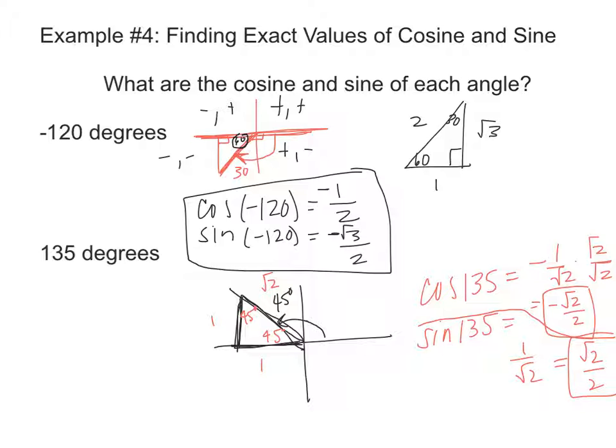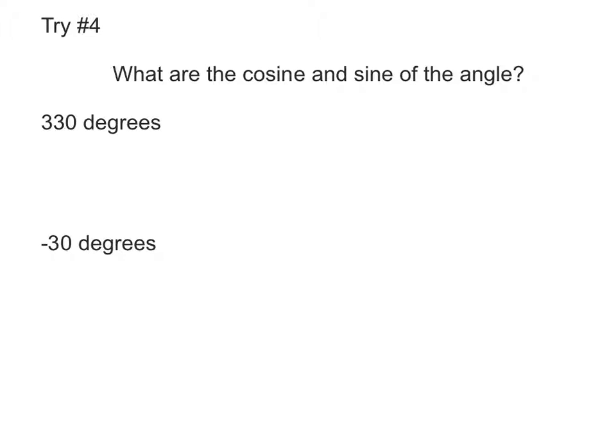All right, let's look at our last try. It says, what are the cosine and sine of the angles? So for 330 degrees, that's 30 from 360. If it's 30 from 360, and we know that this angle is 30, which is all we need to know, right? So that means that this side is 1, 2, square root of 3 when we're trying to create our triangle. Because the base angle, remember, has to be connected here. And also, we need to remember that this quadrant is a positive cosine and a negative sine.